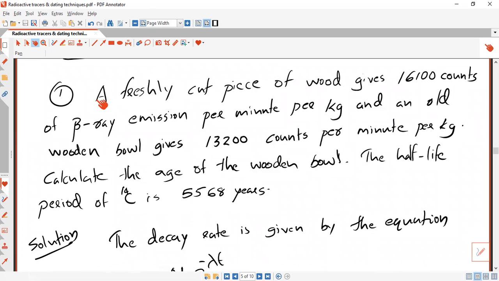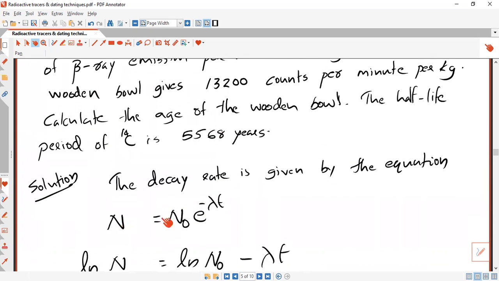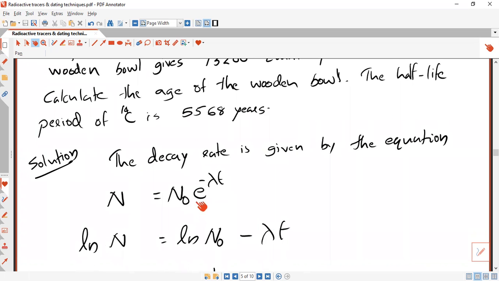Radiocarbon dating. The question is like this: a freshly cut piece of wood gives 16,100 counts of beta ray emission per minute per kilogram, and an old wooden wall gives 13,200 counts per minute per kilogram. Calculate the age of the wooden wall. The half-life period of C14 is 5,568 years. So here N is given, N0 is given, half-life is given, so we can easily find T. The basic equation is N equal to N0 e raised to minus lambda T, so ln N is equal to ln N0 minus lambda T.